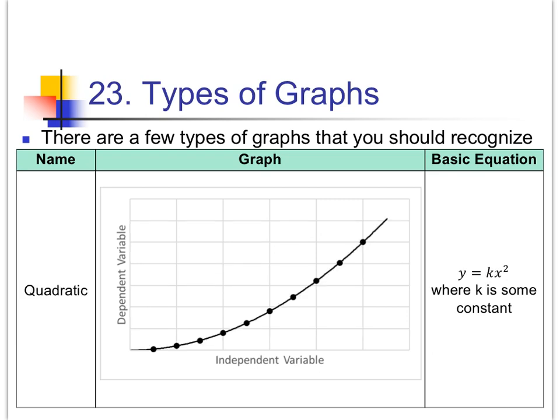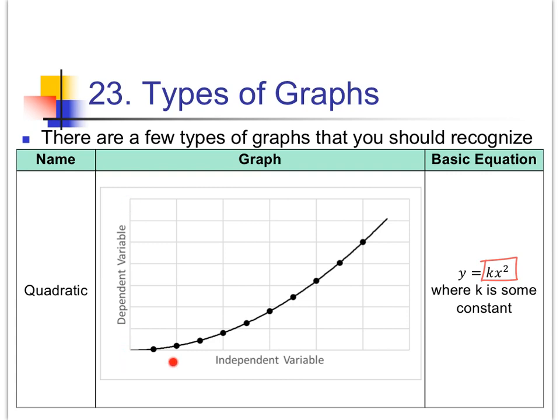The next graph we're going to deal with is a quadratic graph, which takes the form y equals k times x squared. Again, you could have a y-intercept added on here, but the important piece is that the x value is squared. You know what that one looks like, your classic parabola, concave up and increasing, something like that.